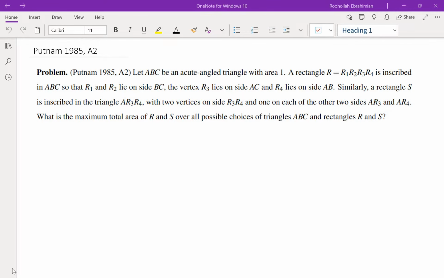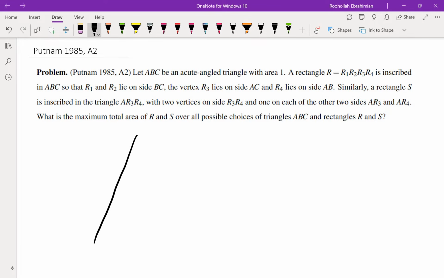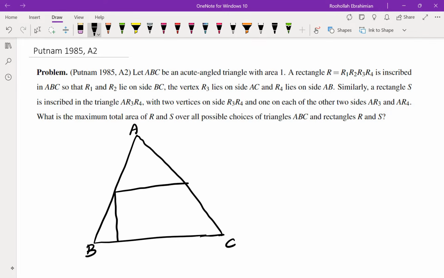Let ABC be an acute angled triangle with area 1, and let rectangle R be inscribed so that R1 and R2 lie on side BC. So I'm going to draw a diagram here. R3 lies on side AC and R4 lies on side AB.